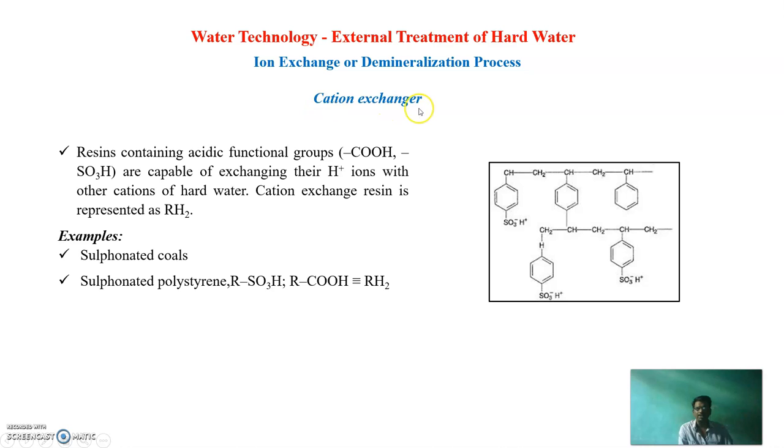The first one is the cationic exchanger. The resins containing carboxylic acid groups and sulfonic acid groups are responsible for cationic exchange. That means the H+ ions present in the carboxylic acid group and sulfonic acid group are responsible for replacement of calcium and magnesium ions present in the hard water. These cationic exchangers are represented as RH2. Some examples are sulfonated polystyrene, RSO3H and RCOOH.